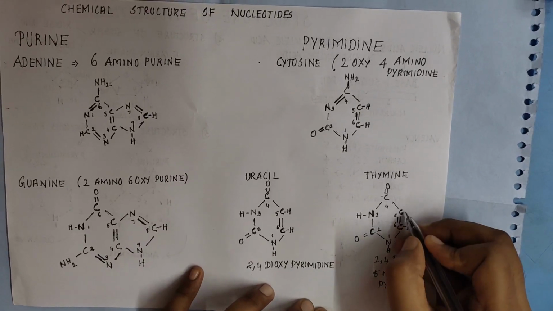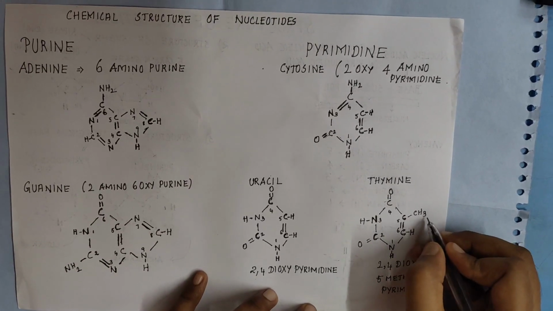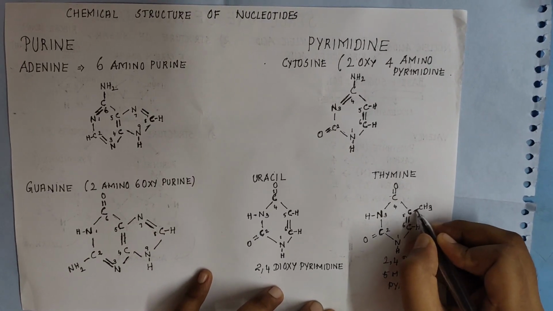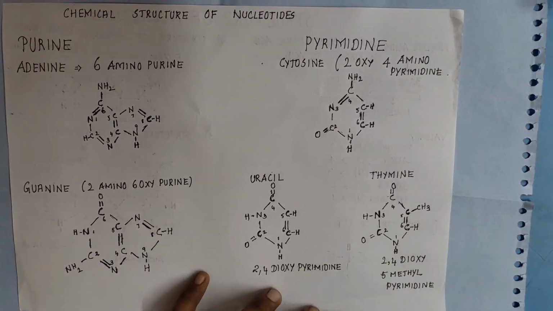For this carbon I am going to add the 5-methyl. This is the 5th carbon, so I add a methyl group over here. The carbon has 4 valence, 3 hydrogens and 1 for this carbon, and this carbon has 1, 2, 3, and everything is saturated. That's for thymine.